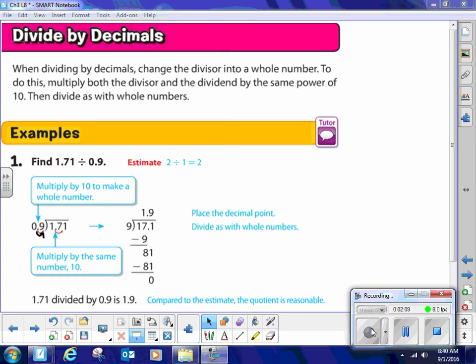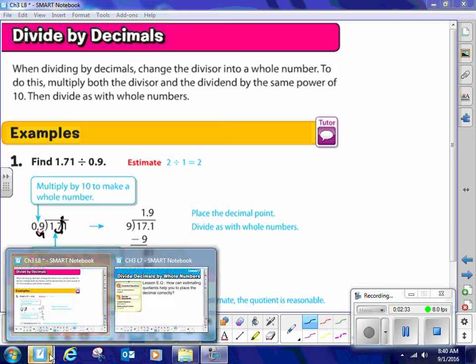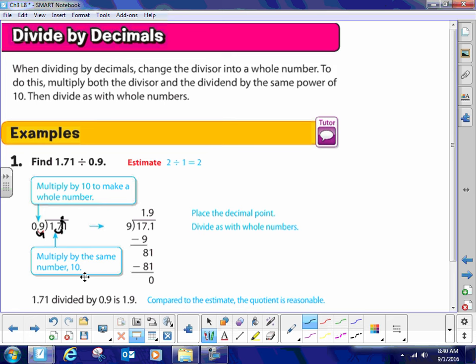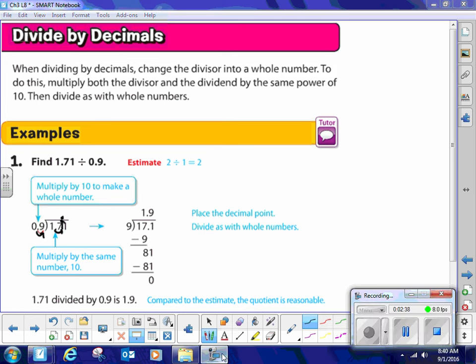So whatever you do to the outside number, you must do to the inside number. Whatever you do to the divisor, you must do to the dividend. Then once we do that, we place the decimal point. The new decimal point is here, so we go up here and place a nice big decimal point, and then they divide as normal.